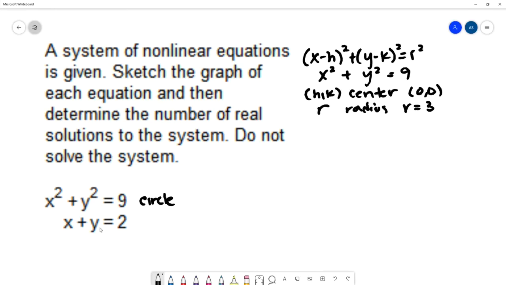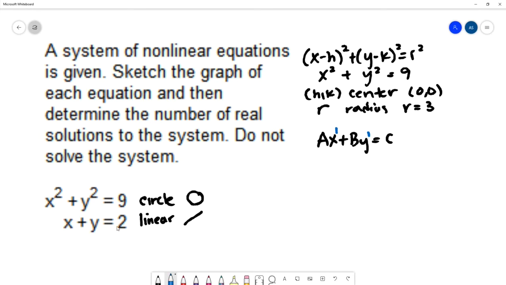The second equation is a linear equation. So its graph is going to be a straight line. So we're going to have a circle and a straight line. And I know that's a linear equation because the equation is in the general form, ax plus by equals c. So the key thing you're looking for in a linear equation is both x and y raised to the first power.